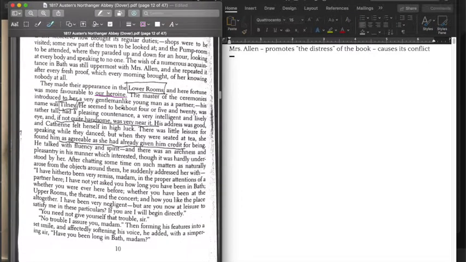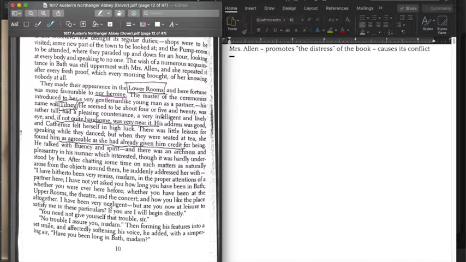The master of ceremonies, so this is the guy who MCs the party. That's what MC stands for, master of ceremonies. He's a very famous guy, actually. It's a historical figure. The MC saw her and was like, oh, she needs to meet someone. So he introduced her to a very gentleman-like young man as a partner. His name was Tilney. Hey!